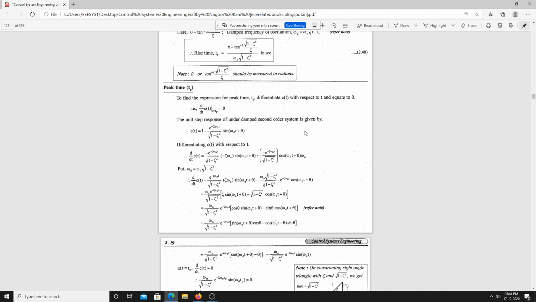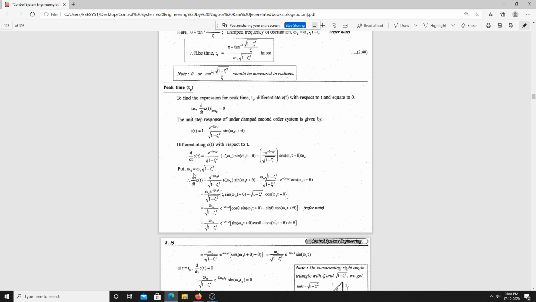We know that the step response of a second order system is given by this. Is it clear? c of t equals 1 minus e power minus zeta omega n t by under root 1 minus zeta square sin of omega d t plus theta. So this is what we have. Now I am differentiating this equation with respect to t. Finally, this is the equation we have.